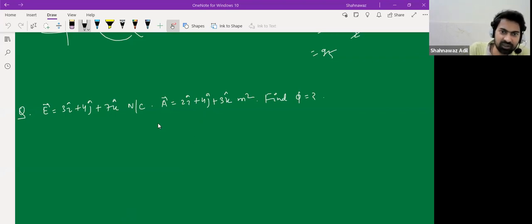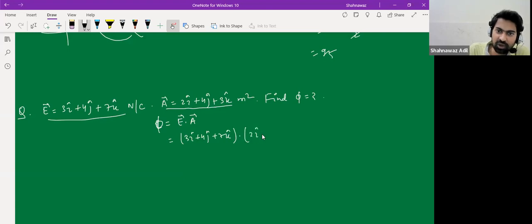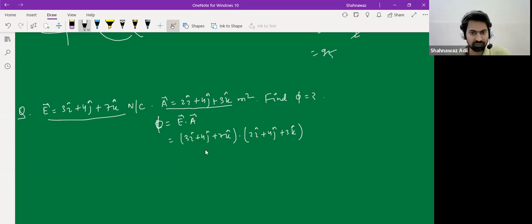This is simple, guys, right? What is phi? Because these are given in vector form, E dot A would be simply 3i plus 4j plus 7k dot 2i plus 4j plus 3k. So what is i dot i, Saad? Dot product uses cos. Yes, so that is cos.